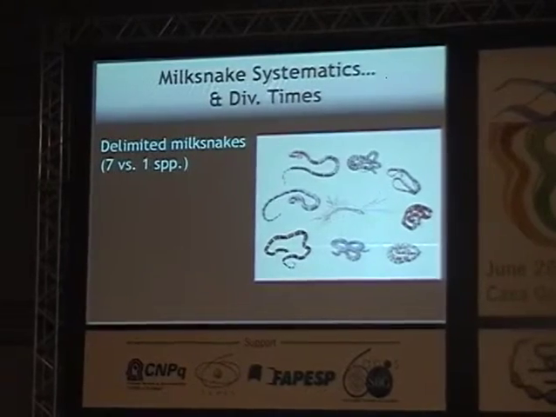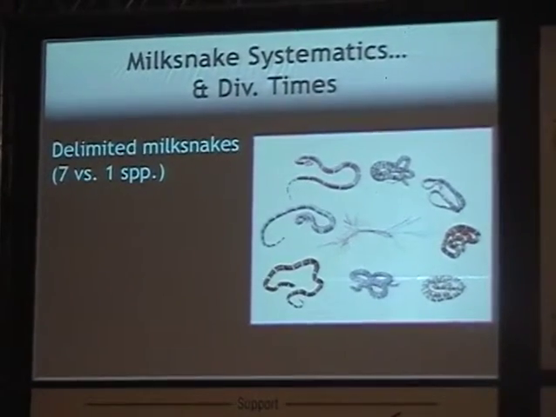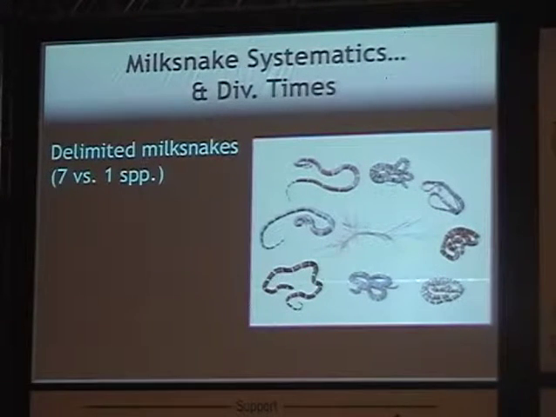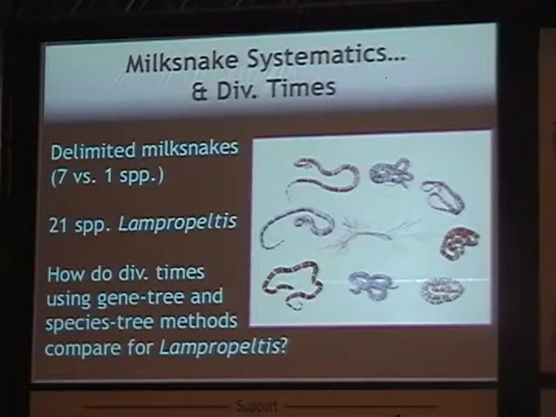So I'm not going to go into the delimitation of the milk snakes. And for any snake people in the audience, I'll point out that one of the snakes here is not a milk snake. It's an alternate. It's a gray-banded king snake, but it happened to be in this figure for other reasons. But we have 7 versus 1 species now. That brings us, at the time that I was working on this, to a total of 21 species in the genus Lampropeltis. Some work that's come out since, or that'll be coming out soon, will show that there's probably a few more than that.